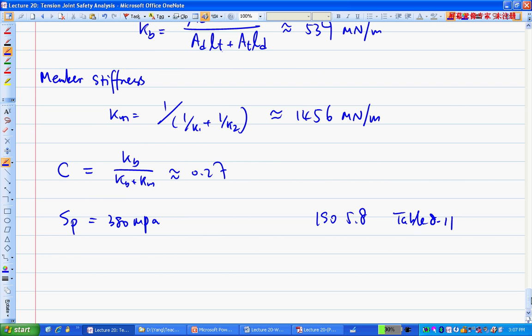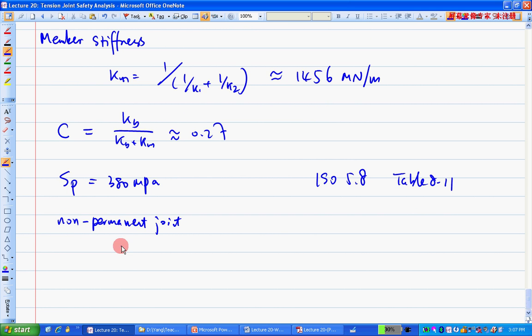So this is the pressure vessel. Generally, it's going to be a non-permanent joint. If it's a non-permanent joint, that means Fi is going to be how much? We use 0.75 times the proof load Fp, and the proof load is the proof strength times At, the stress area. So the stress area in this case.